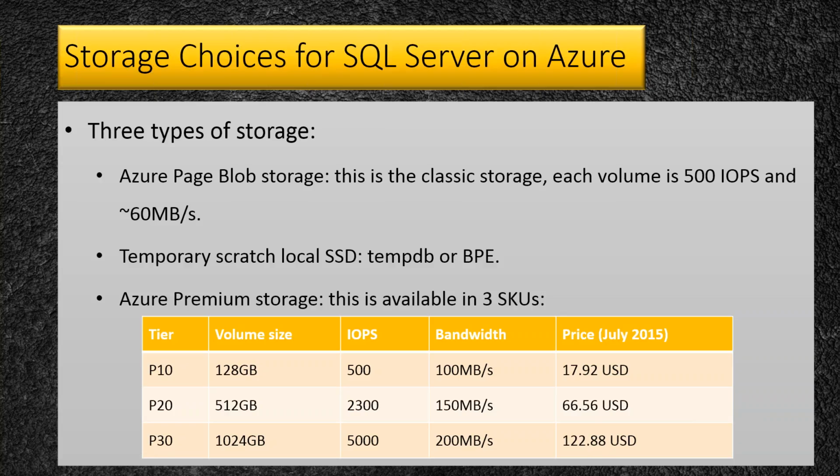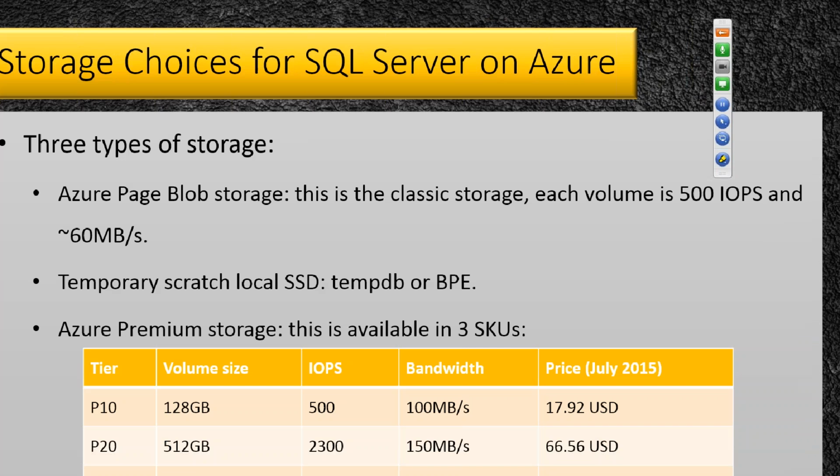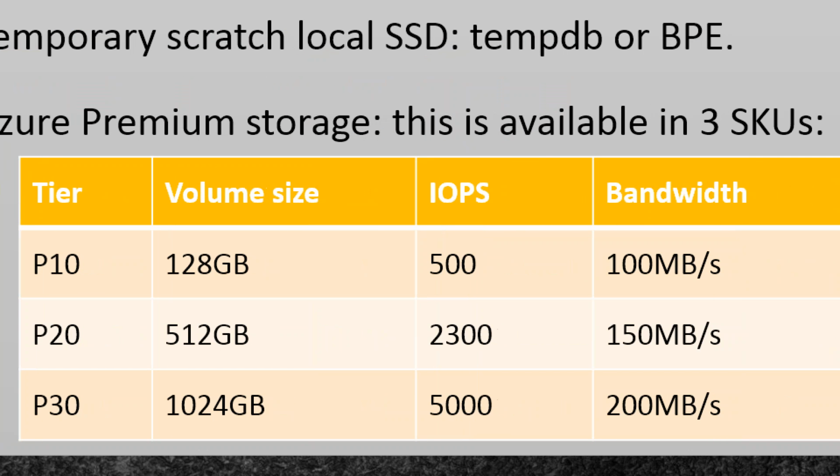So if we look at the premium types, let's zoom in a little bit here. If we look at P10, for example, it has the same base IOPS as Page Blob Storage, so it has 500, but it's a boost in bandwidth. It has 100 megabytes per second as opposed to 60 megs or so provided by a regular blob storage volume. And then after that, P20 or P30, they go way above that. P20 is 2300 IOPS, 5000 IOPS for P30, and then 150 megs to 200 megs per second of bandwidth for a P30.